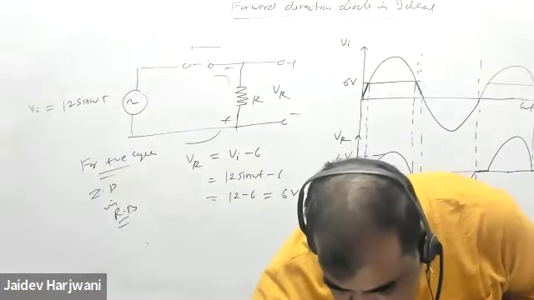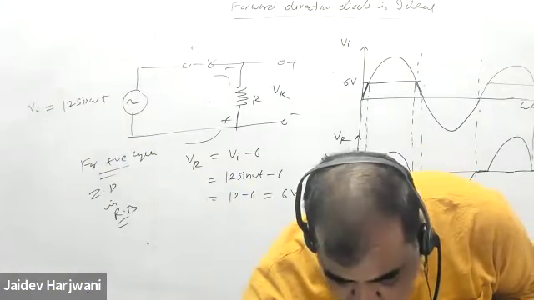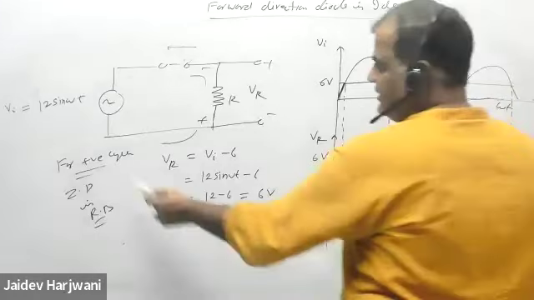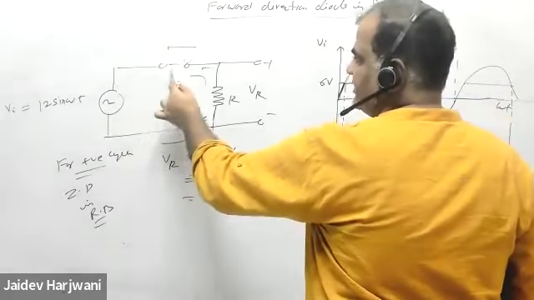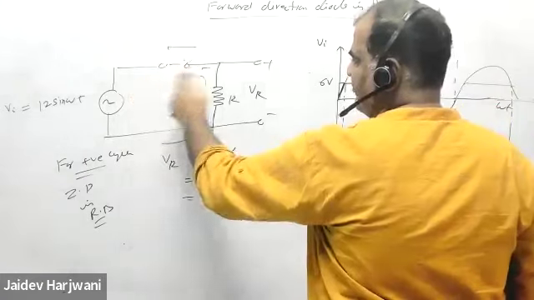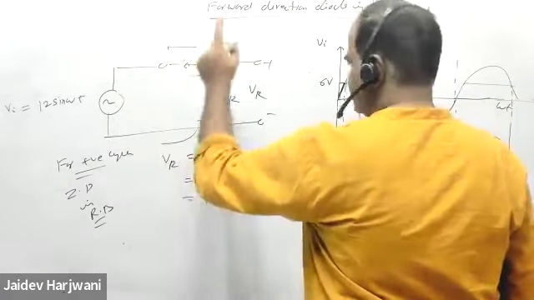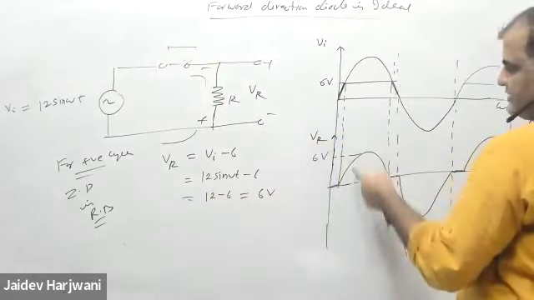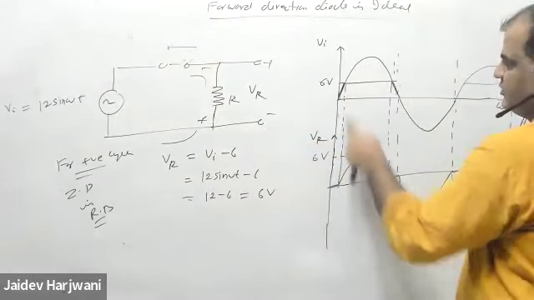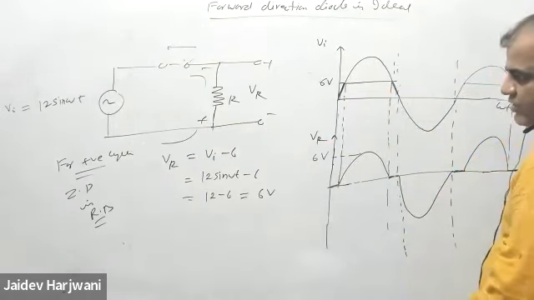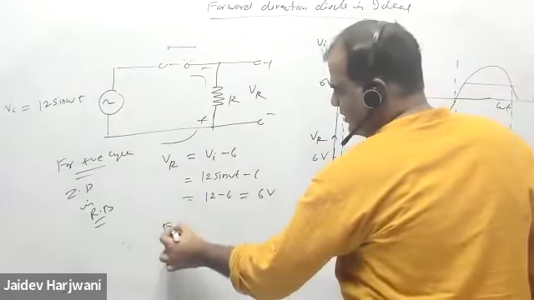So for the negative cycle, forward bias, yes, explain once more. So when it is positive, this is reverse bias. So whatever voltage comes here, that is this minus 6. If this is 6, this is 0; this is 7, this is 1; this is 12, this is the reverse bias.